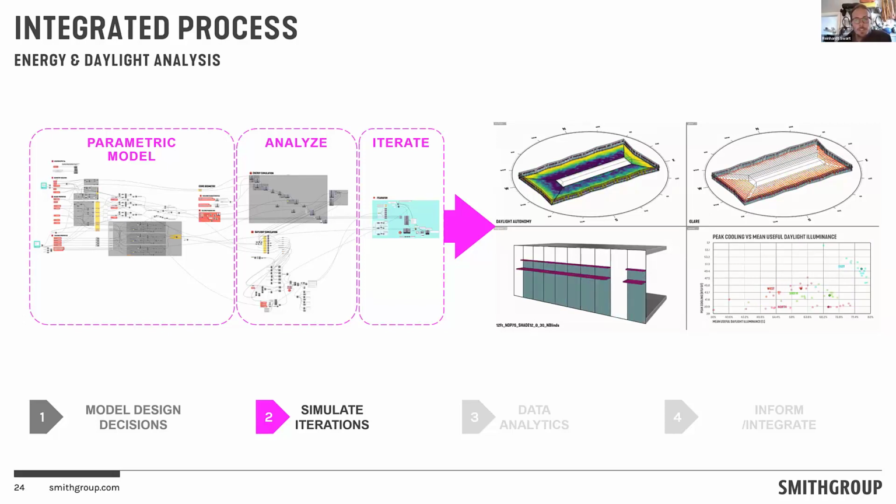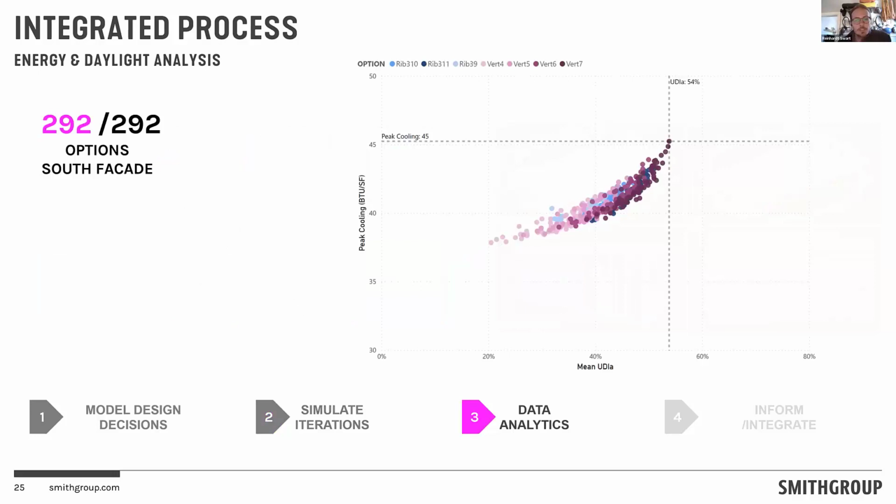The thing that we're interested in is the next step, which Jake mentioned in his diagram a little earlier: each one of these dots represents a possible solution. We're mapping all the solutions out for ourselves and for the architect to understand the major trends. If we look at just the south here, for instance, we have 292 options in the parameters that we chose. We're looking at mean UDI, useful daylight illuminance, on the x-axis, and then peak cooling on the y-axis. Our goal is to maximize the mean UDI while minimizing the peak cooling.